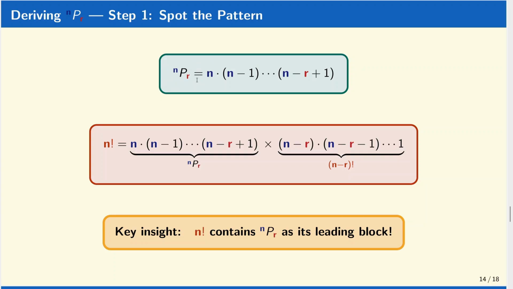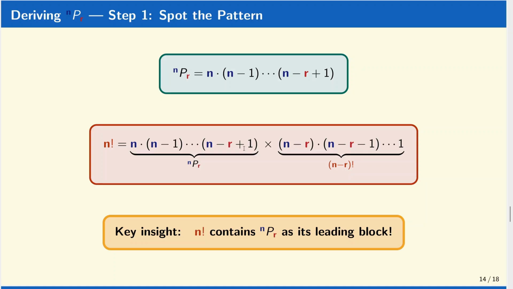nPr is equal to n times n minus 1, continuing all the way to the last slot, which is n minus r plus 1. Now look at the red box directly below it. Let us write out the full expansion for n factorial. n factorial is equal to n times n minus 1, continuing all the way down to n minus r plus 1. But because it is a full factorial, it doesn't stop there. It keeps multiplying. It multiplies by the next number down, which is n minus r, then n minus r minus 1, all the way down to the number 1.